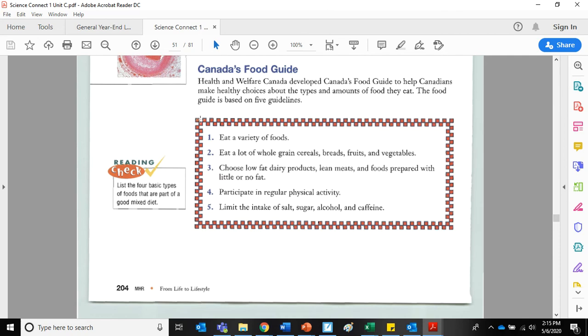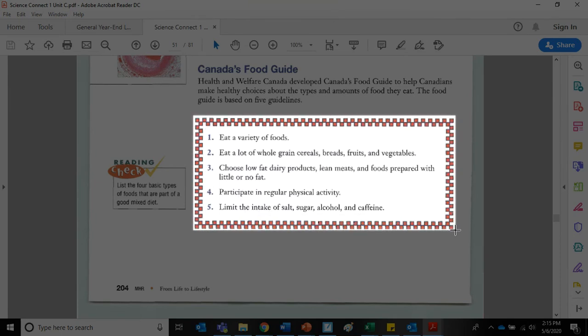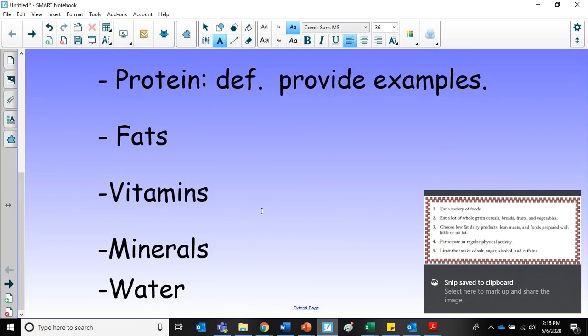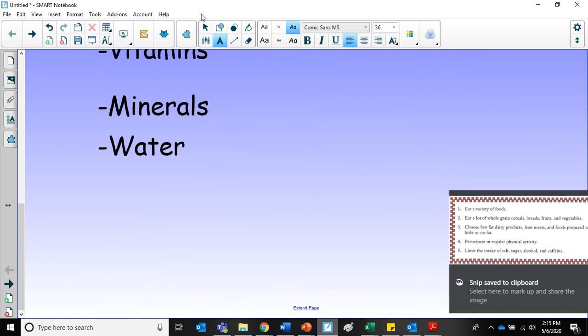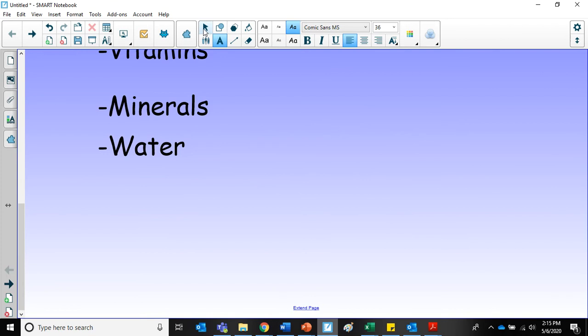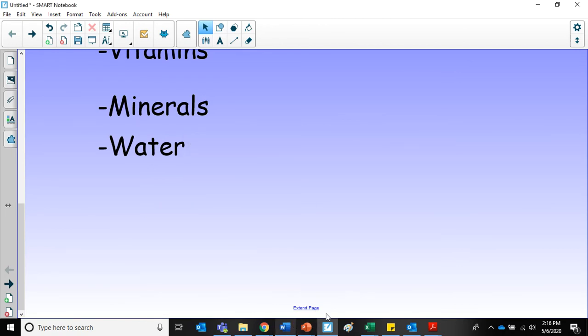But really, it follows down to this. If you wanted to take this picture and put this right into your notes and say, oh, I want this and I want to clip it and add it to my notes, okay, here, good thing here. I'll add it, paste, not working. Okay, but you can paste those five.